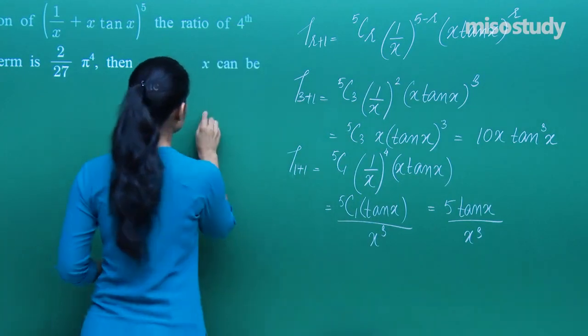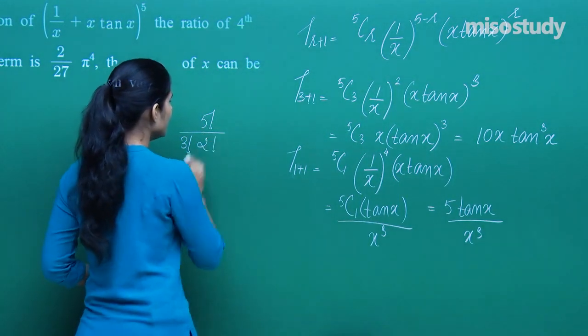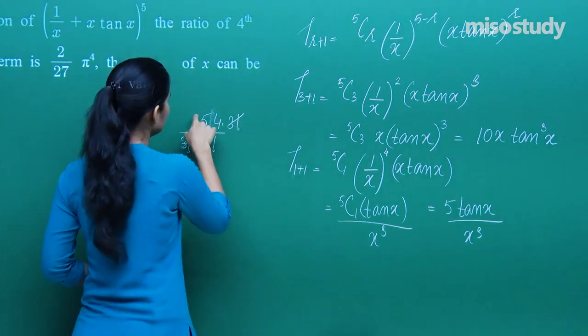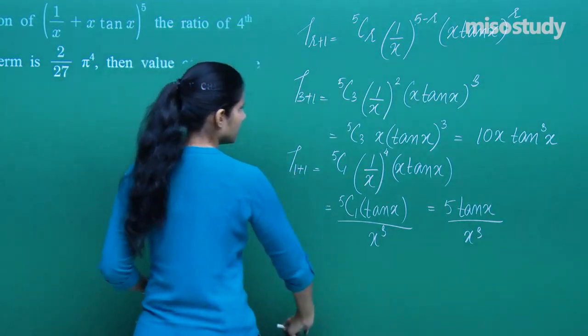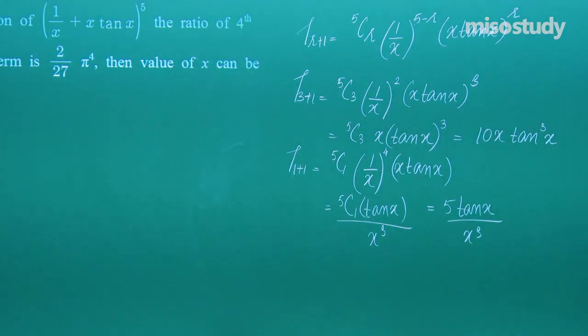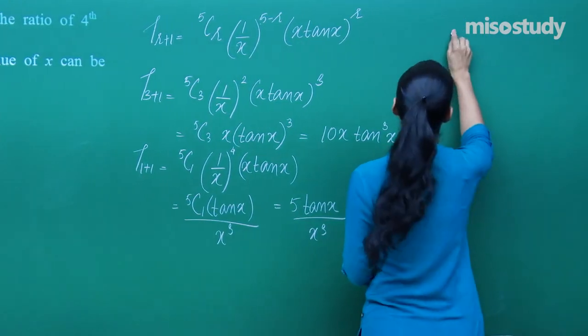Why? Because this is 5 factorial upon 3 factorial into 2 factorial, which makes this 5 into 4 into 3 factorial, 20 upon 2, that is 10. So 5c3 is 10. Now it is saying ratio of fourth term to the second term. So what is this trying to say? It is saying ratio of fourth term to the second term.